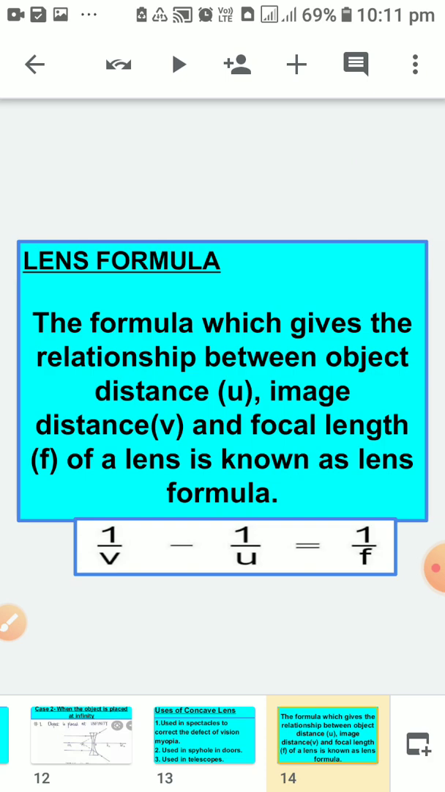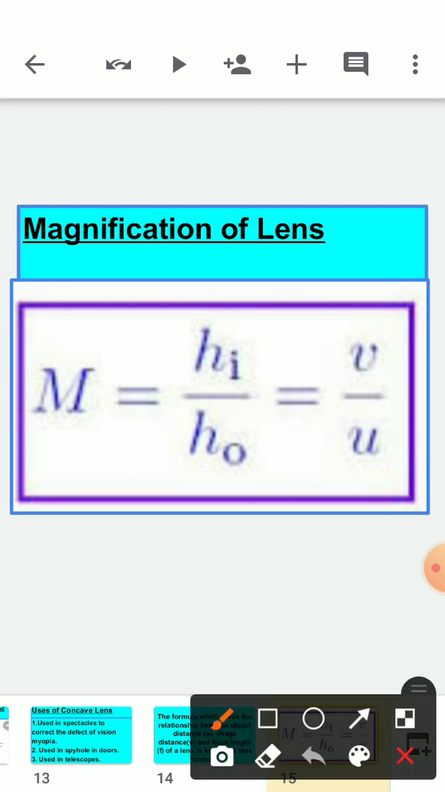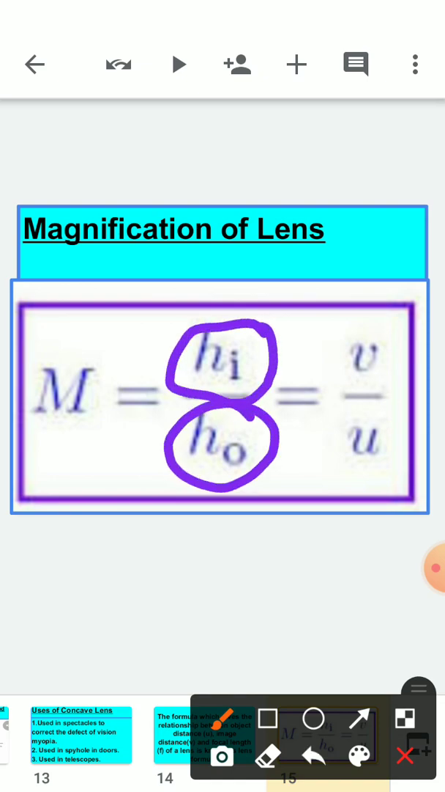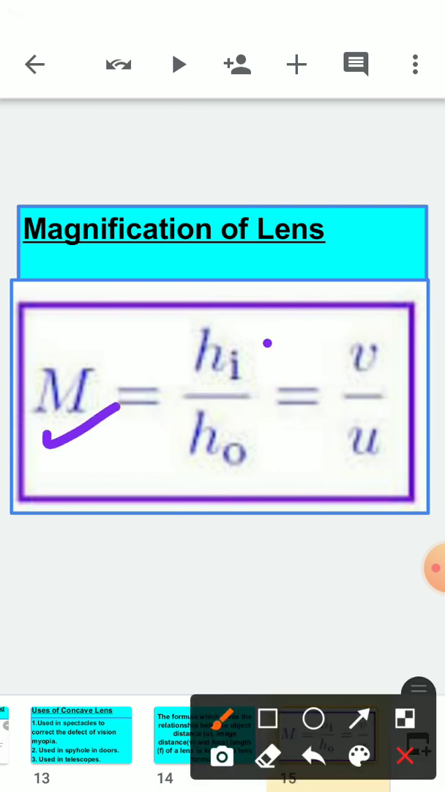Next is magnification of lens. This also you have learnt in case of mirrors also, but here we are having slight difference. Magnification is the ratio between height of image to the height of object, or we can say it is the ratio between image distance and object distance. So we can write down the formula of magnification as hi upon ho, or it is also equals to v upon u.